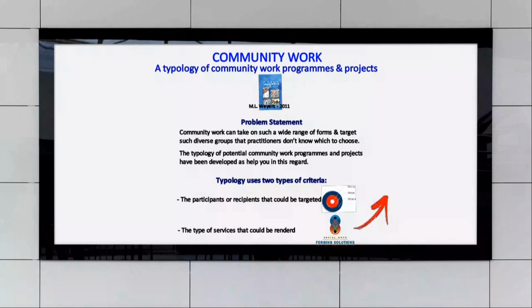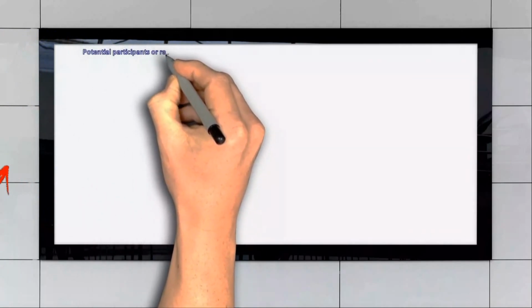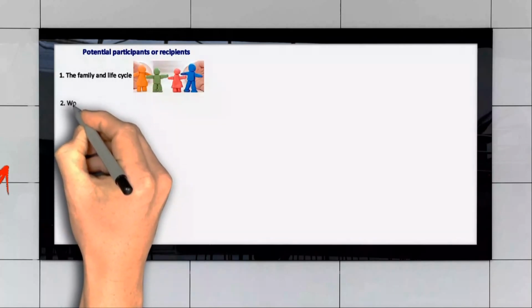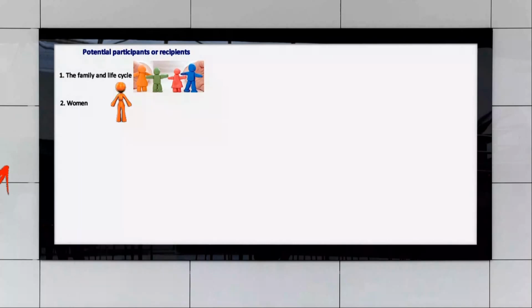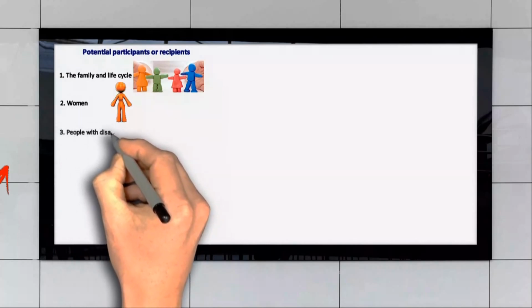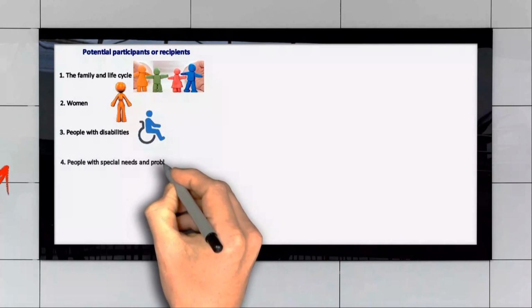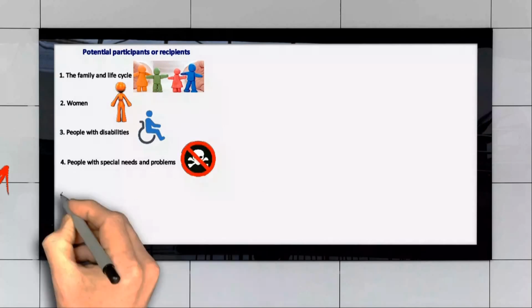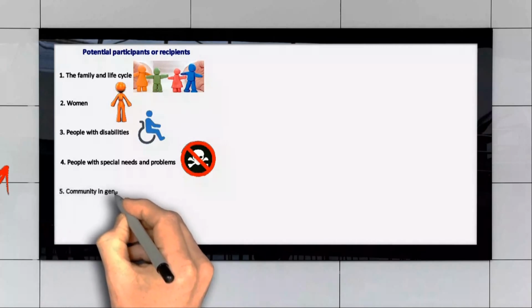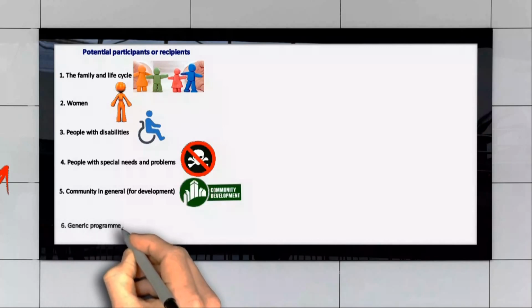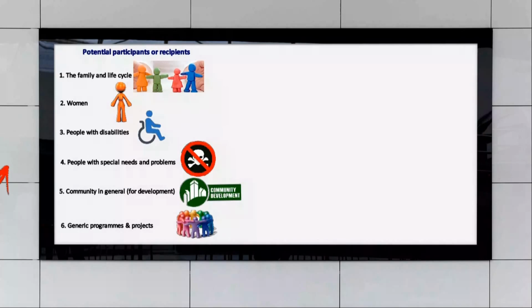In the demarcation of participants or recipients, a six-category classification is used. It covers: 1. The family and life cycle. 2. Women. 3. People with disabilities. 4. People with special needs and problems, for example mental health, substance abuse, offenders, and people with chronic illnesses such as HIV and AIDS. 5. General community development projects. And 6. Generic programs and projects.